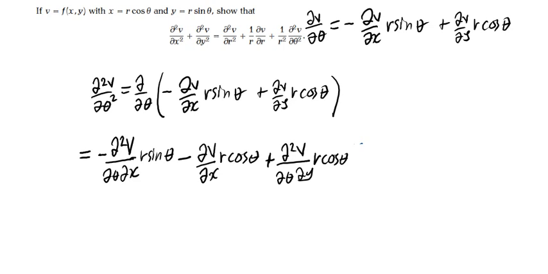Then now maintain this one as a constant, then differentiate this one. This is just a product rule. Of course, differentiate with respect to theta, and that's just going to be minus r sine theta. So that's going to be minus partial of v with respect to y. Then I have r sine theta there like that.